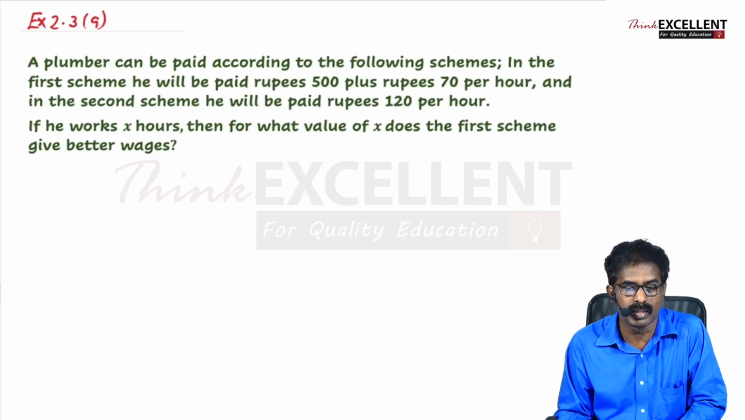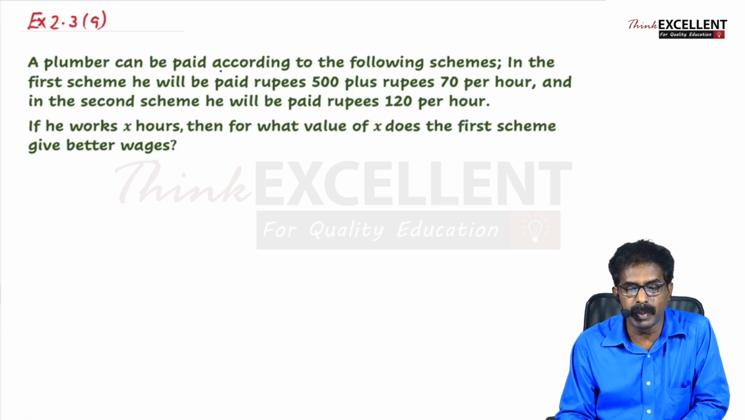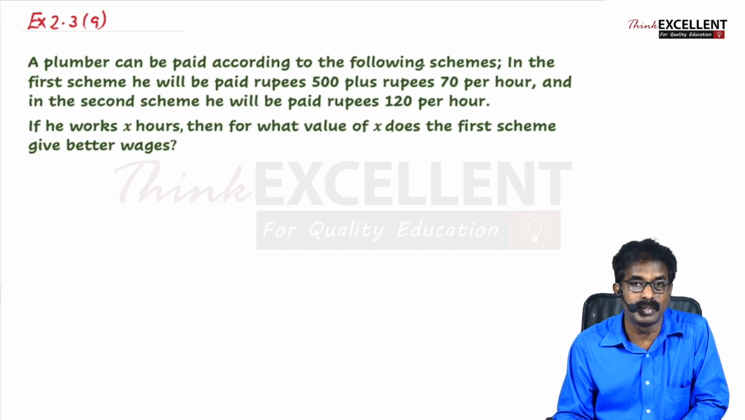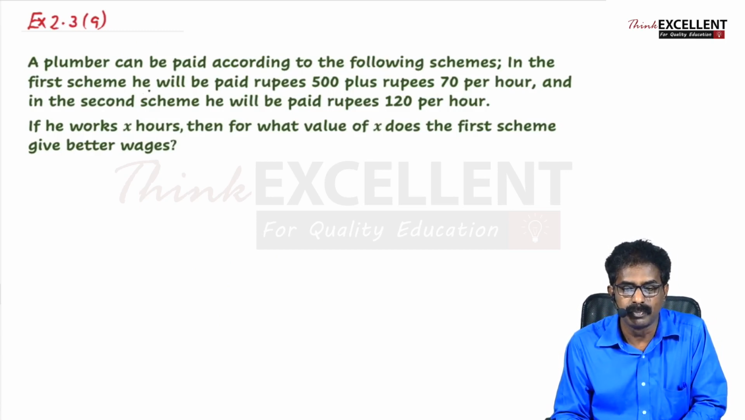Now let's go for sum number 9. Listen. A plumber can be paid according to the following schemes. There are two schemes for the plumber. One is the first scheme: he will be paid rupees 500.